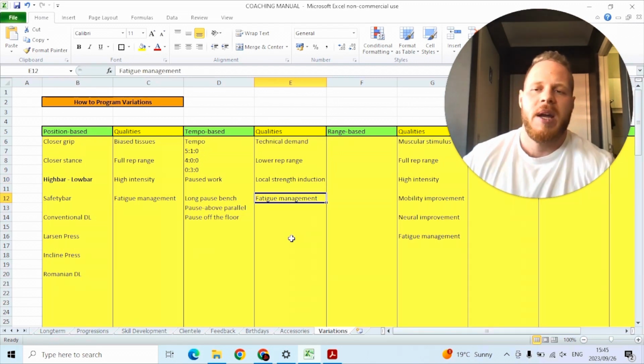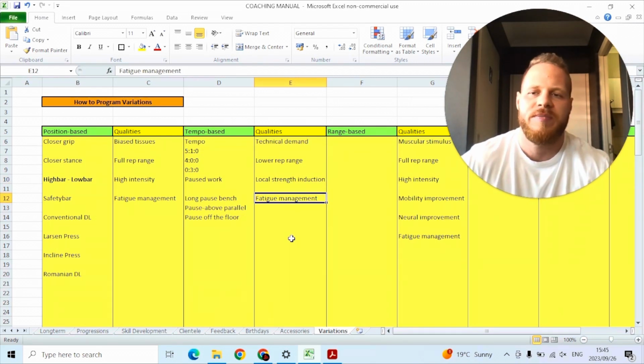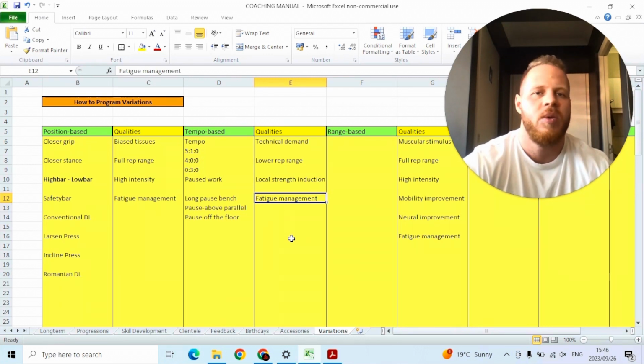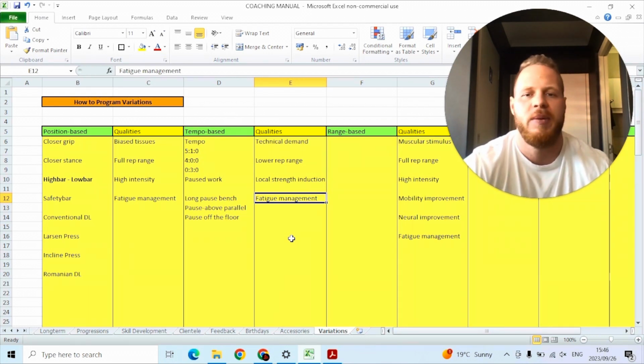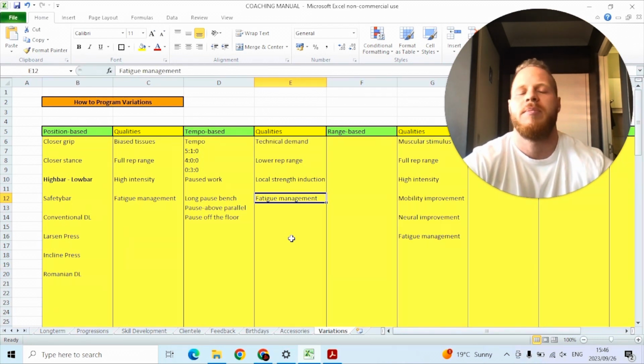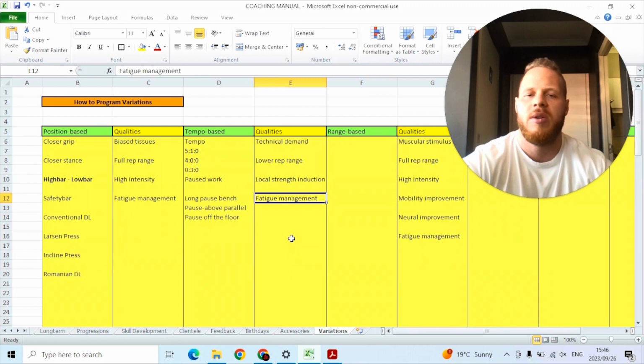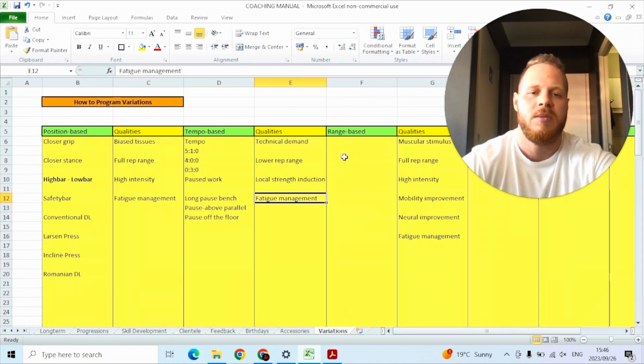So fatigue management, again, we need to touch on this. Honestly, the only thing here is we are removing weight off the bar. When we're doing tempos, when we're doing paused work, we're just removing weight off the bar, so the absolute load drops. That's pretty much the only way that we are saving ourselves in terms of fatigue.